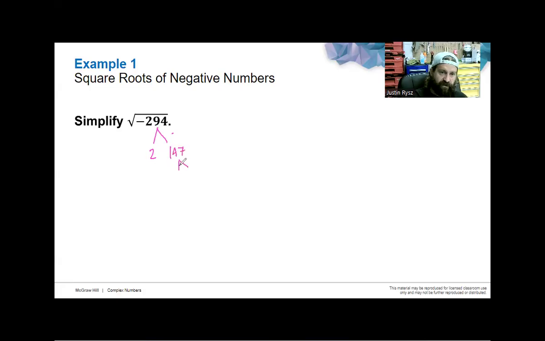All right, I can't divide 147 by 2 because it's not even, but can I divide that by 3? Yes, I can. It's 49. 49, I know, is 7 times 7, and that's all we can break down. So we look at our pairs. We have a 7 that breaks out, a 2 and 3 stuck inside. So the 7 goes outside with the i, because we had the negative on the inside, and the 6 stays inside. So we have 7i radical 6, or 7 radical 6 i.